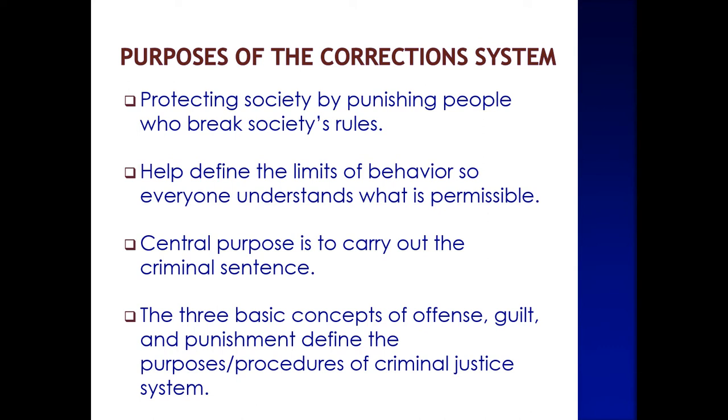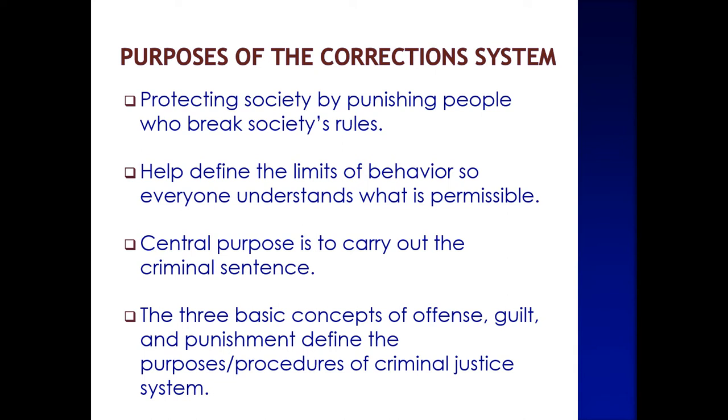So one of the main goals of corrections is protecting society from those who can't play well with others. Prison is also supposed to define the limits of behavior so everyone understands what is permissible. In other words, it sets an example. If you don't live by the rules, you get sent to prison. Here are the rules. Live by the rules. And if you cannot do that, then you will be charged with a crime. You may be convicted, and if you are convicted, you may be punished by being incarcerated somewhere.